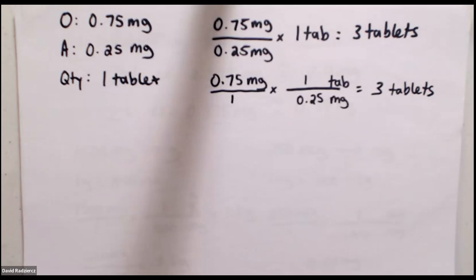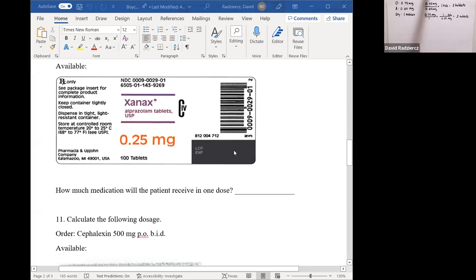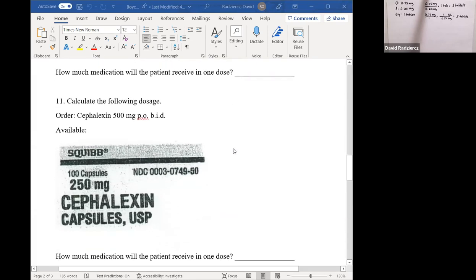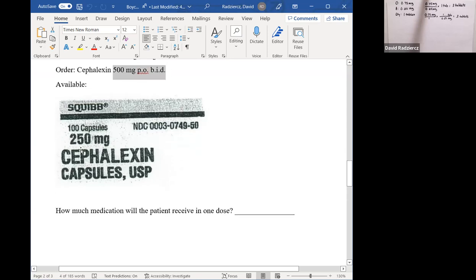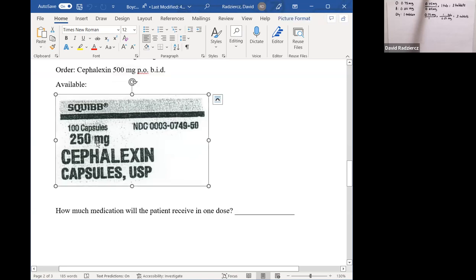All right, so let me go back to the questions here, and let's look at the next one. The next one says you have cephalexin, 500 milligrams, PO BID. So 500 milligrams of cephalexin, an antibiotic, PO by mouth, BID twice a day. It tells you it's available 250 milligrams and that there are 100 capsules.